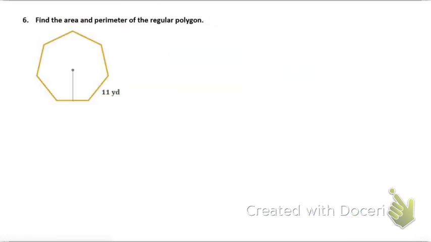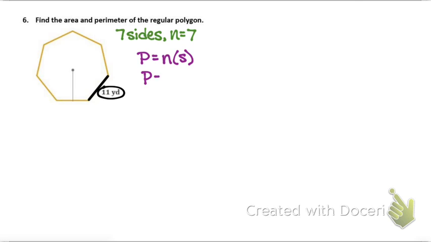All right, on to the last problem that we are going to cover for today, problem number 6. Problem number 6 says that we need to find the area and the perimeter of this regular polygon. Notice this time they gave us just a side length, and we need to find the area and perimeter. This shape has 1, 2, 3, 4, 5, 6, 7 sides. So we actually have all of the information that we need to find the perimeter. No trig needed. We have 7 sides times that side length of 11, and that means the perimeter for this figure is 77 yards.